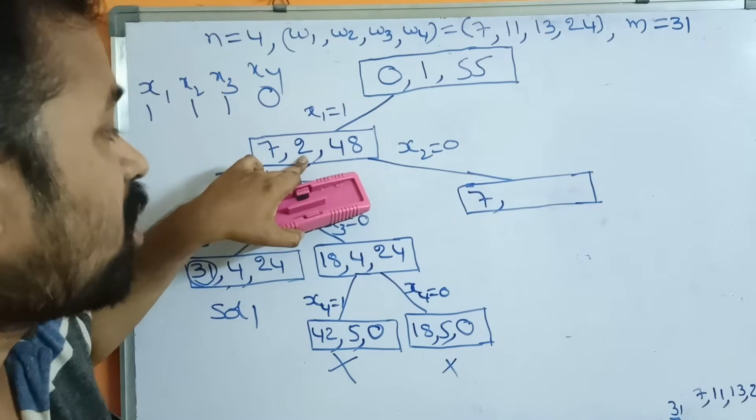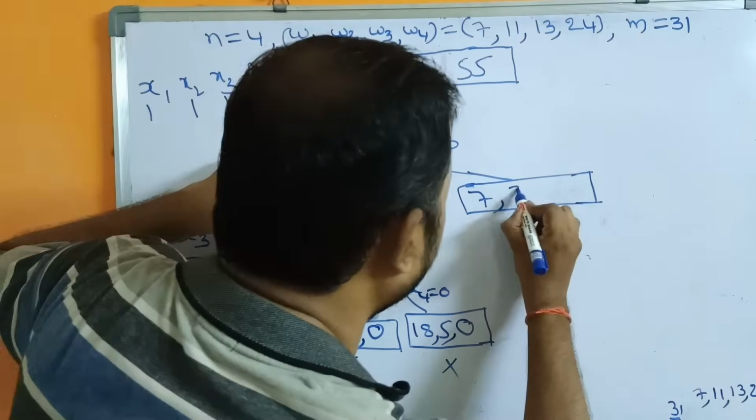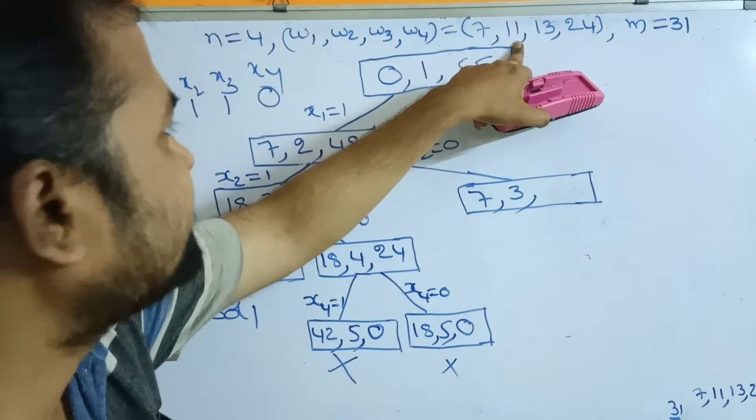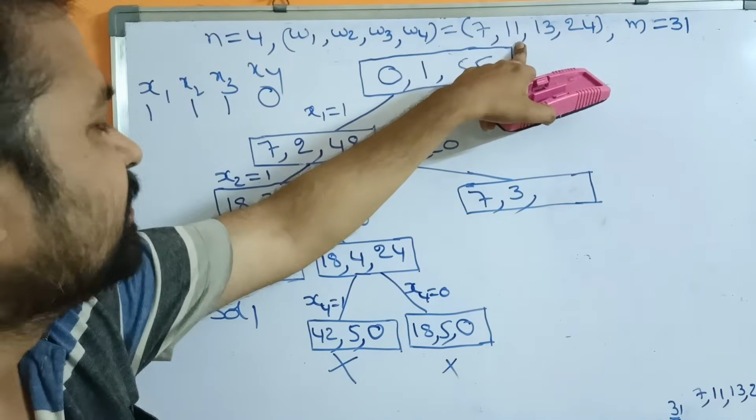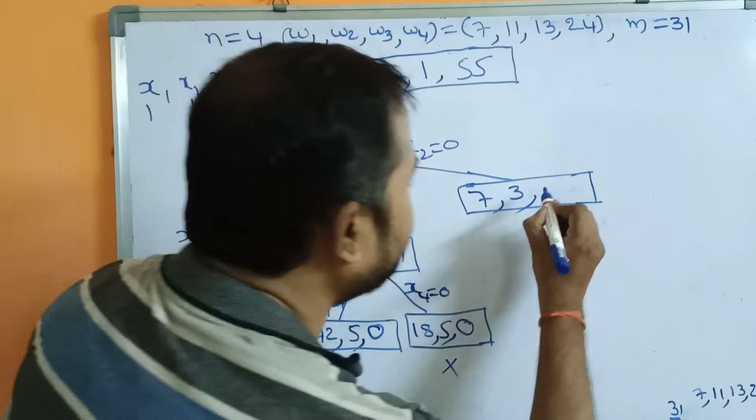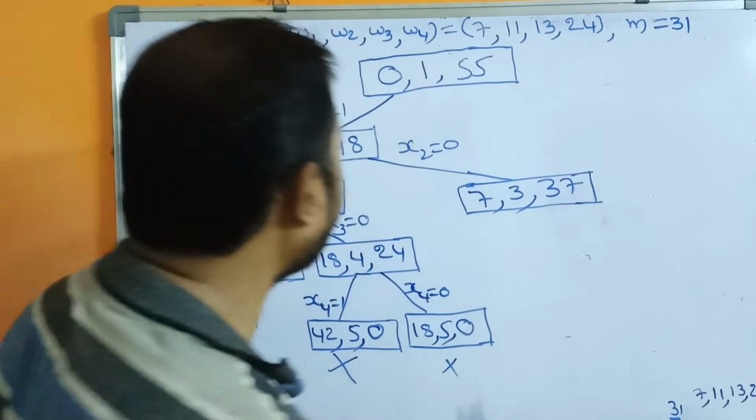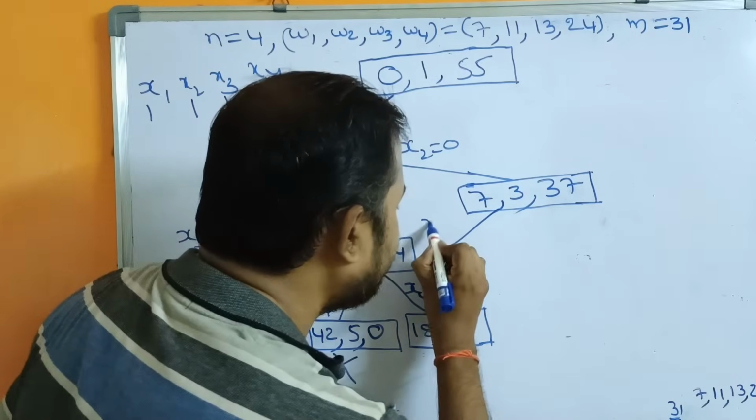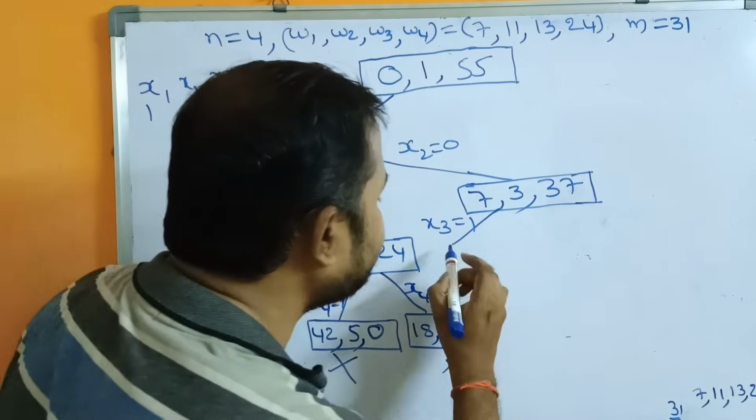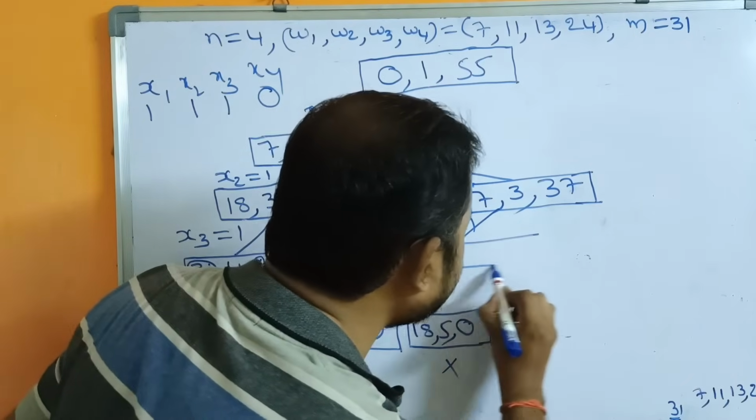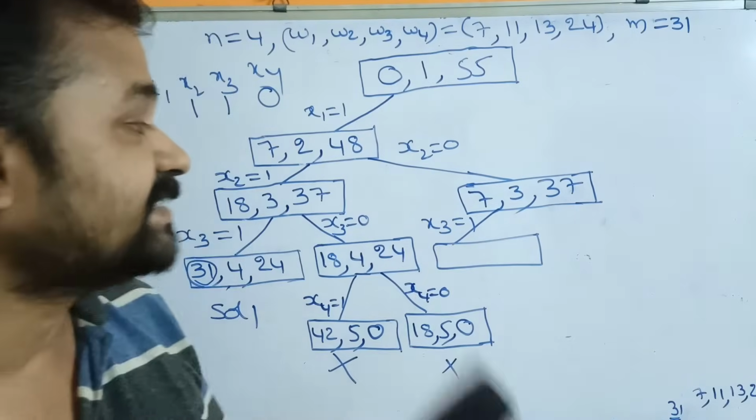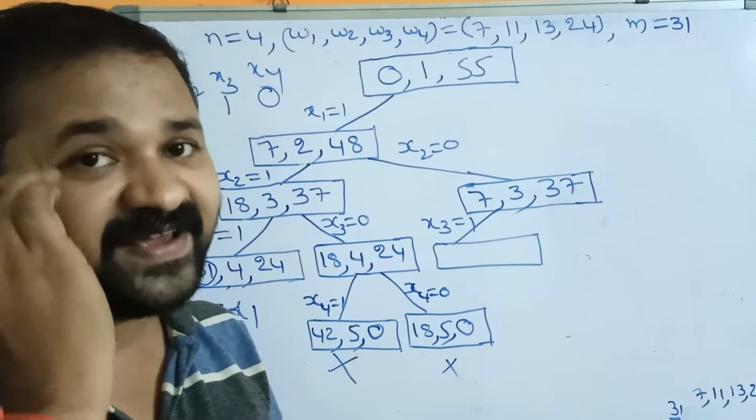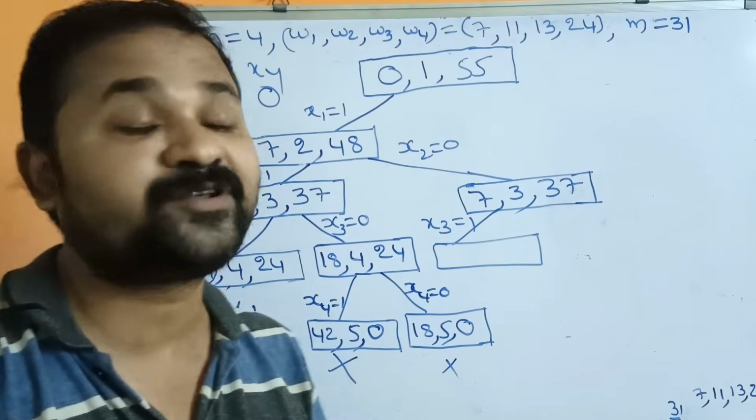Next we have to perform operation on the third object. So 3 comma. What is the second object weight? Weight of the second object is 11. So we have to subtract 11 from the 48. So 37. Okay. So next we have to consider the third object. x3 is equal to 1. So if x3 is equal to 1, that means we are considering the third object.